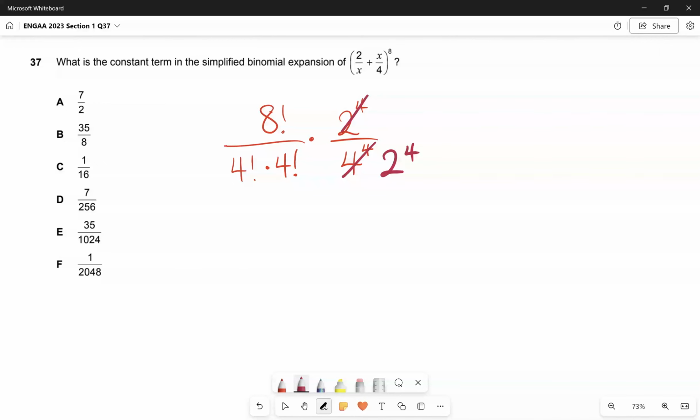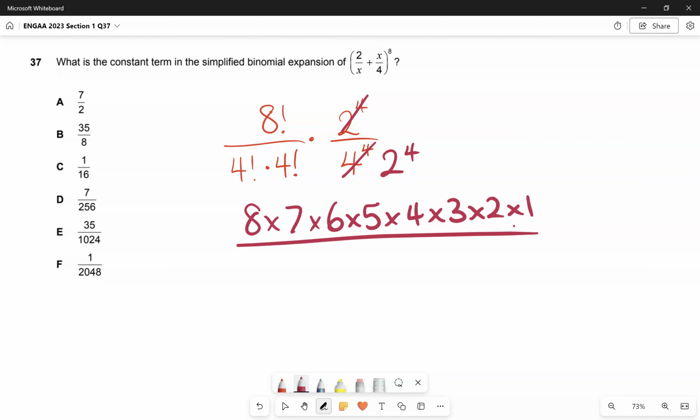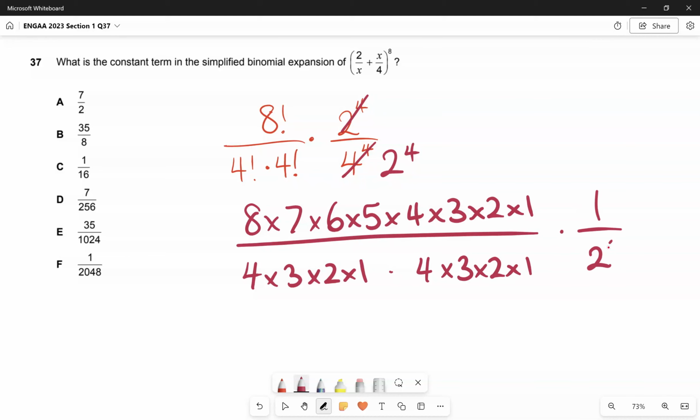Well, if we saw what this looks like, we have 8 times 7 times 6 times 5 times 4 times 3 times 2 times 1 over 4 times 3 times 2 times 1, 4 times 3 times 2 times 1, and then 1 over 2 to the 4. If you notice, the 2 to the 4 will help the 4, 3, 2, 1 become 8, 6, 4, 2.